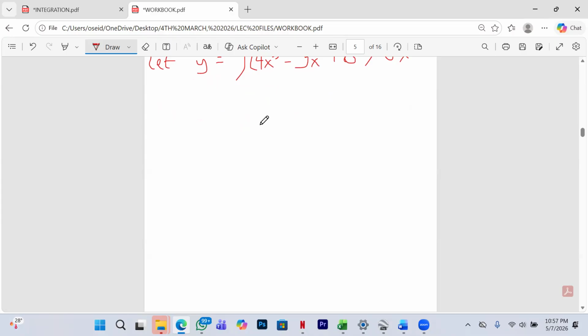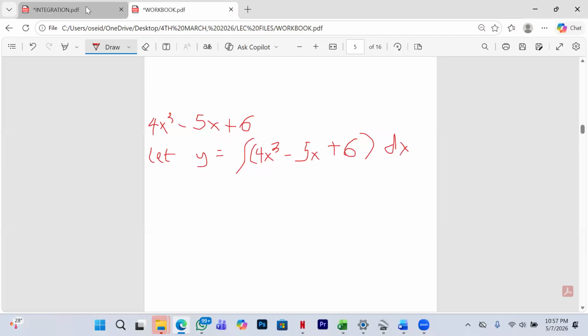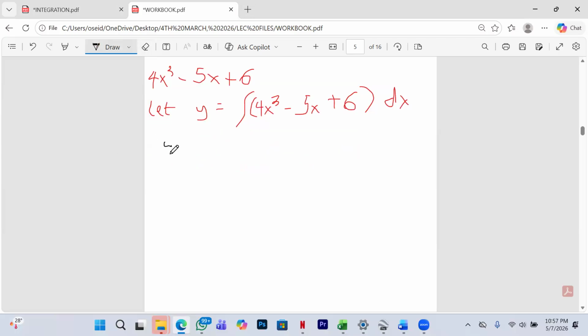All right. So over here, you see 4 over 4x, 4 over 4 x exponent 4, minus 5 over 2 x squared, plus 6x over 1. Let's bring it, plus the constant what? K.